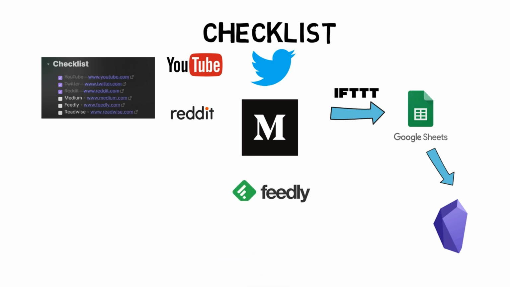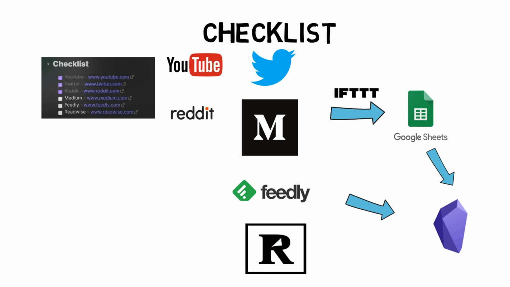Feedly has a similar role, aggregating all my RSS feeds, allowing me to look for content in one place. Finally, Readwise brings together all my tweets, threads, website highlights, and Kindle book highlights all in one place.